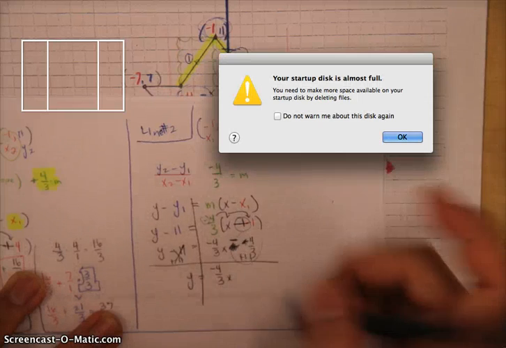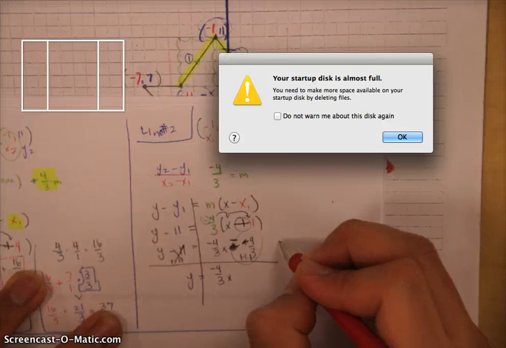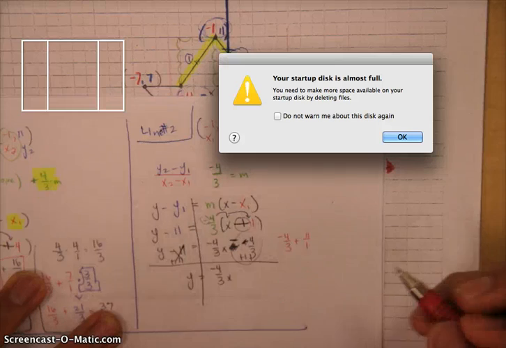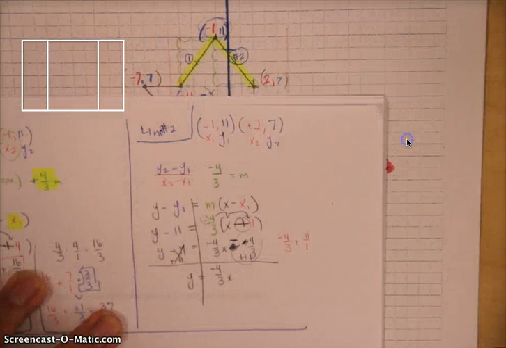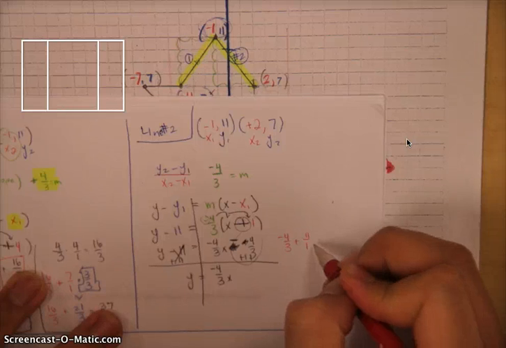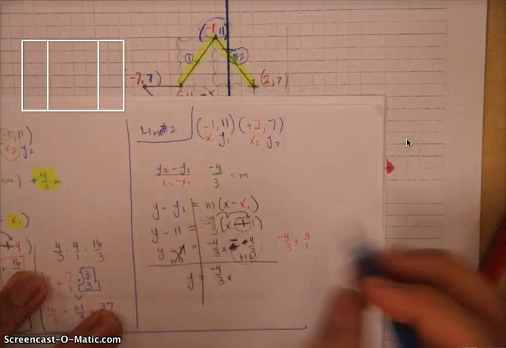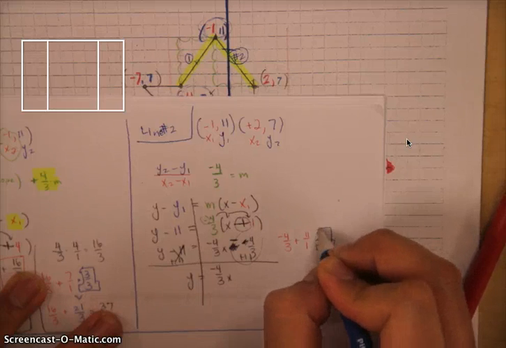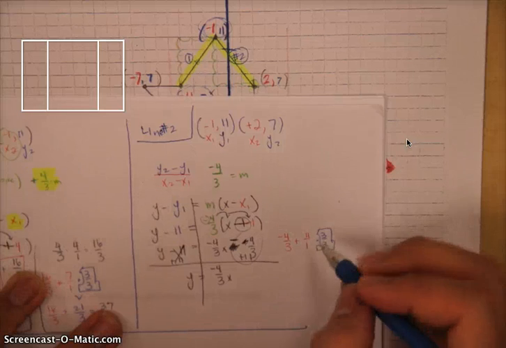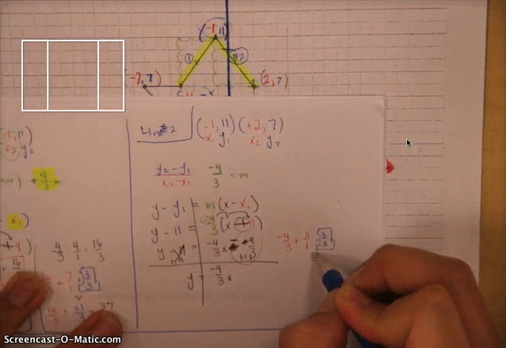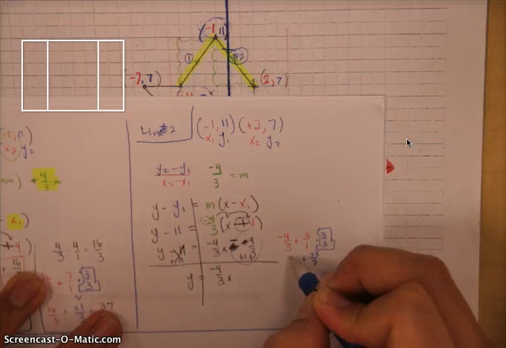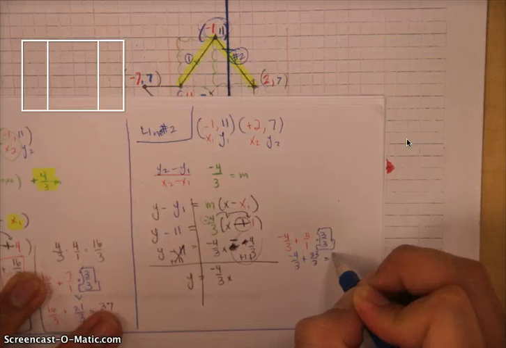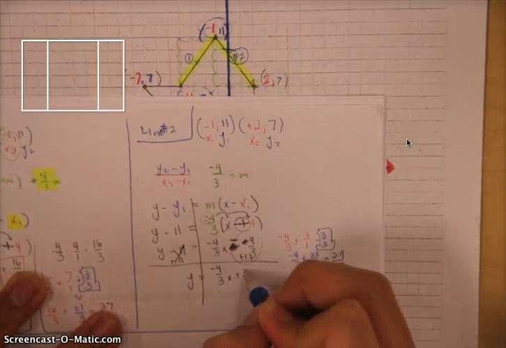I'll do this off to the side like I did before. Negative 4 over 3 plus 11 over 1. Then I'll multiply by 3 over 3, which is just a 1. When I multiply these two together, I get 33 over 3 plus negative 4 over 3. 33 minus 4 is 29 over 3, so plus 29 over 3.